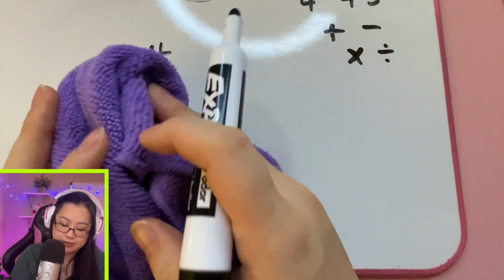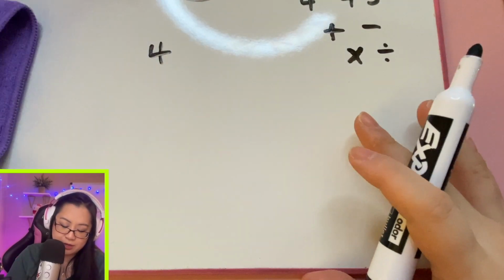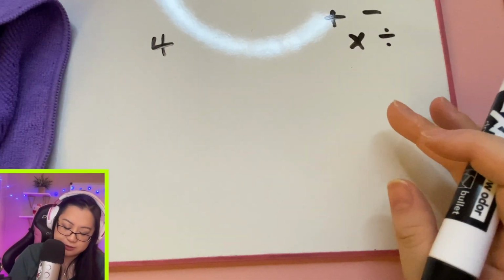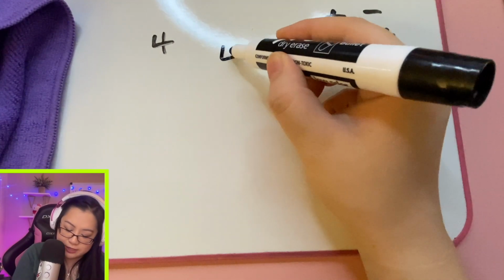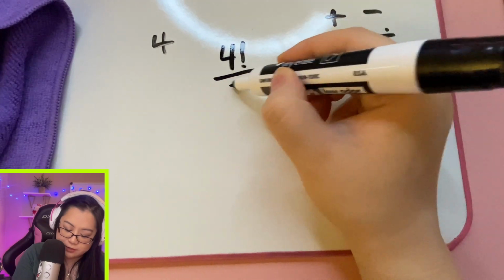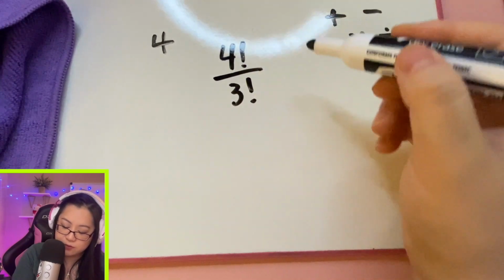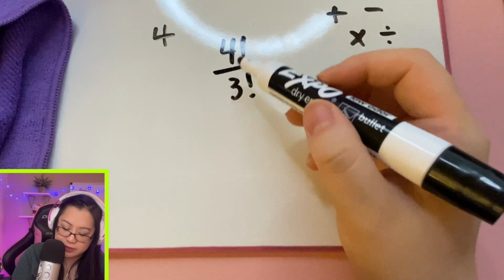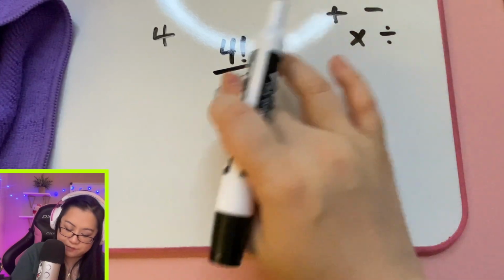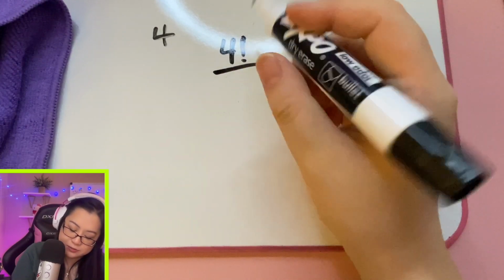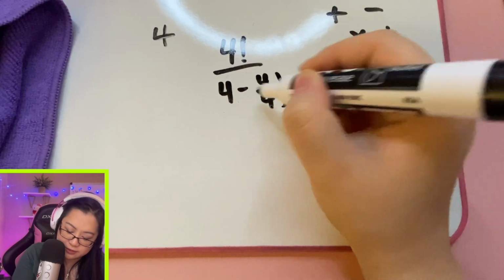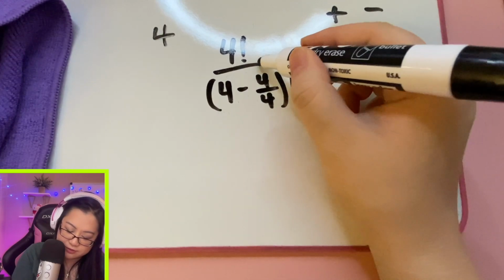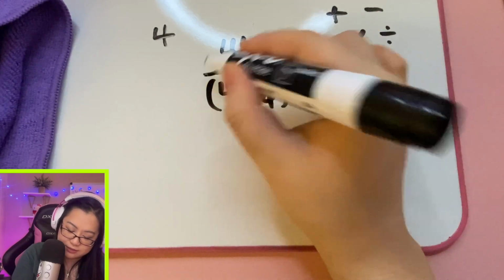Let's see if we can come up with a cool one. How about, I wonder if we can do this. So if we can do 4 factorial divided by 3 factorial, that's 4. So we can do, okay, a wild one, right? 4 minus 4 over 4 factorial. What do you think about that?